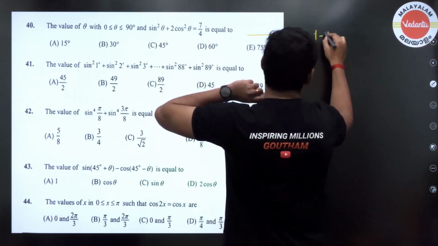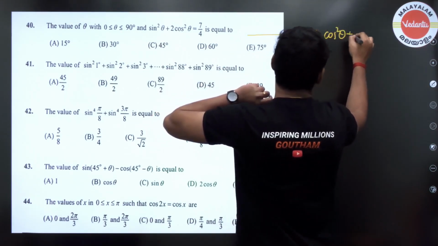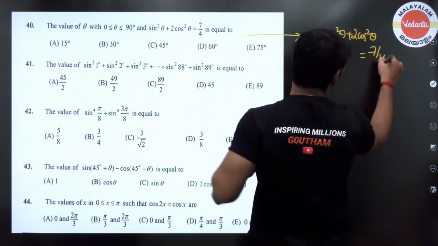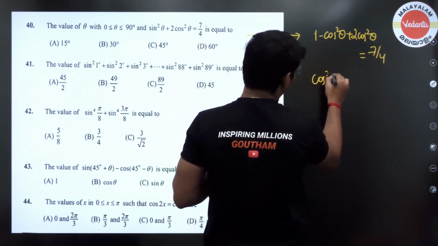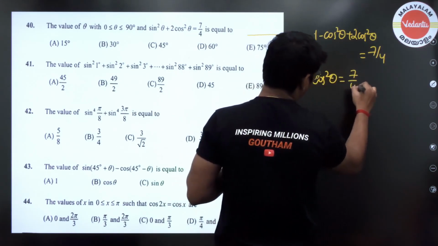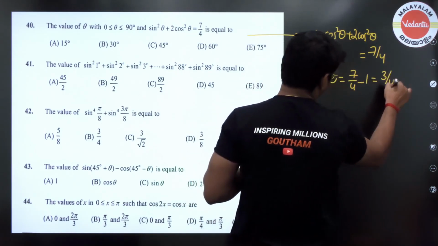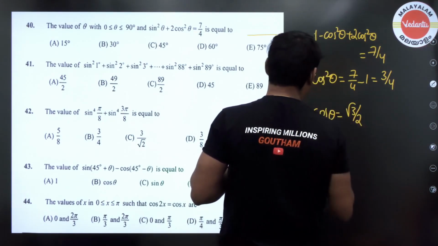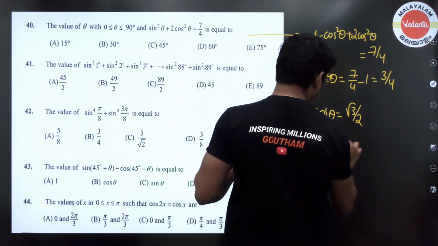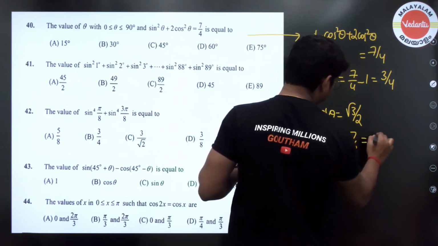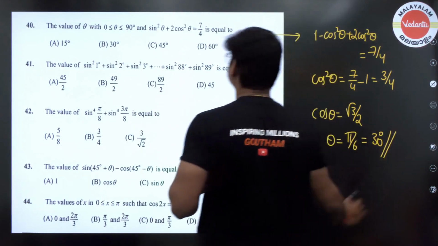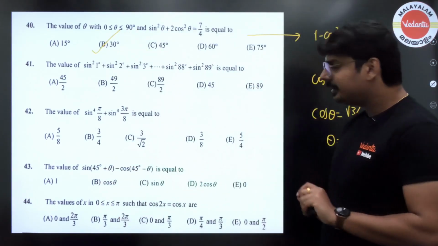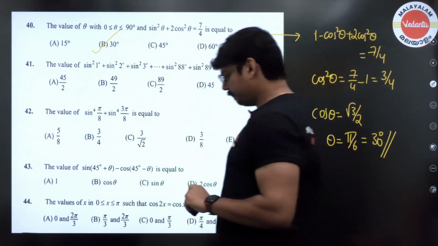Sine square theta, you can write as 1 minus cos square theta, and this is plus 2 cos square theta, and that is 7 by 4. So I'm getting cos square theta to be 7 by 4 minus 1, which is 3 by 4. So cos theta is basically root 3 by 2. So what is theta? Theta should be in the first quadrant. So theta is simply going to become pi by 6, 30 degrees. Option B is going to be the right answer. Any doubt here? Pretty simple. Okay, so question number 40 is done.